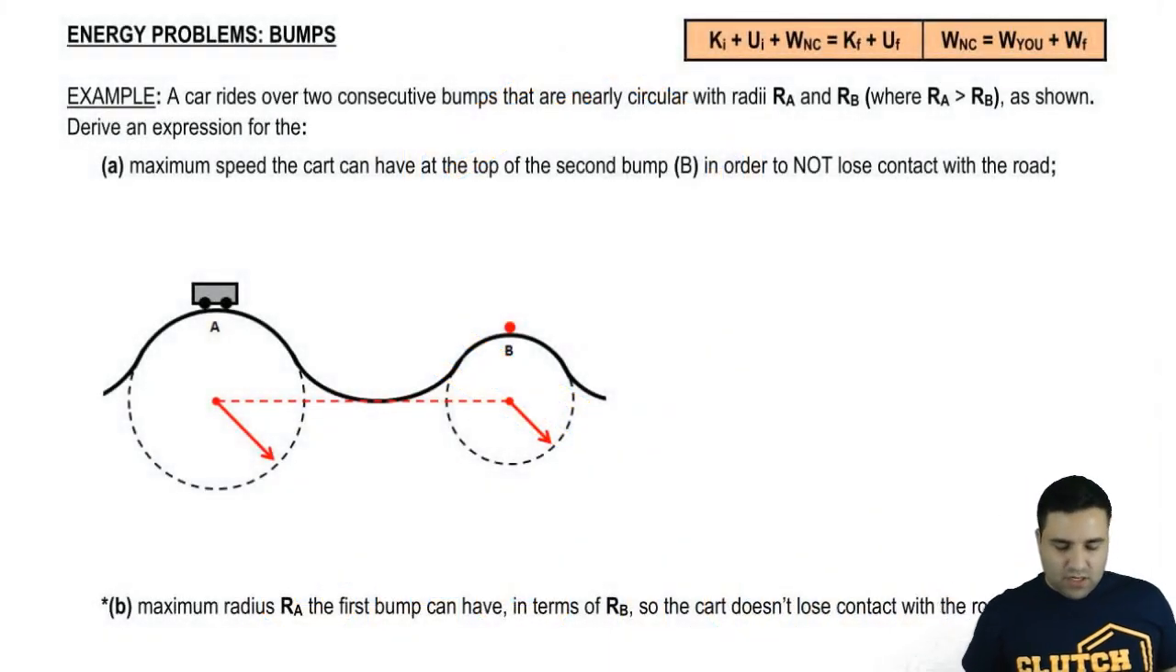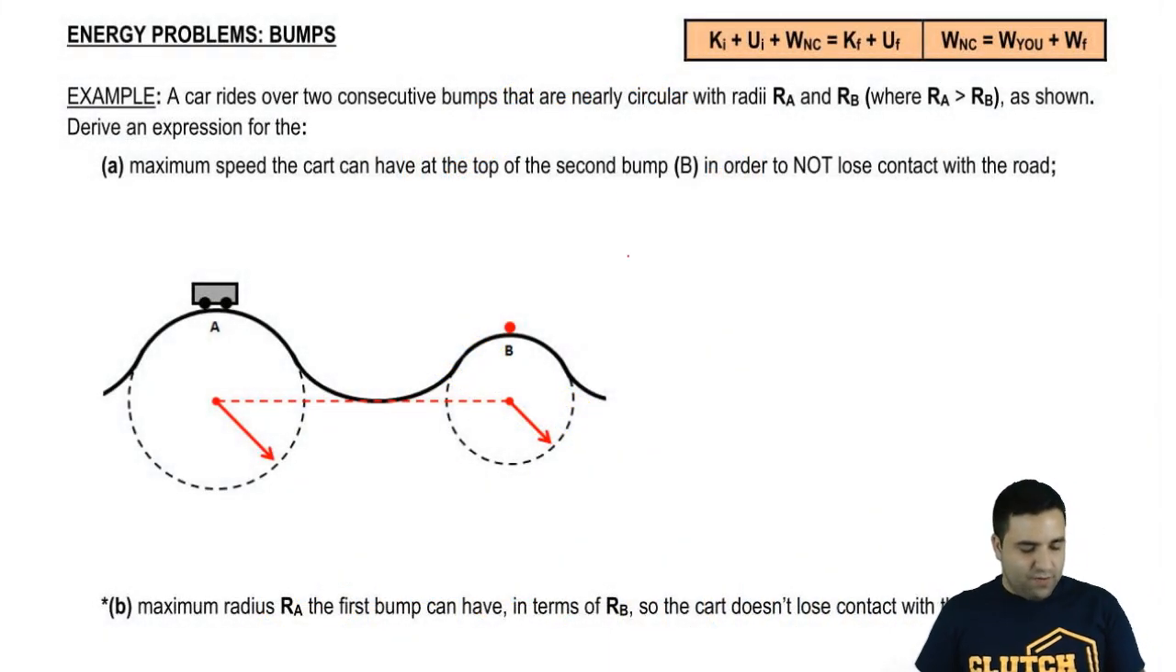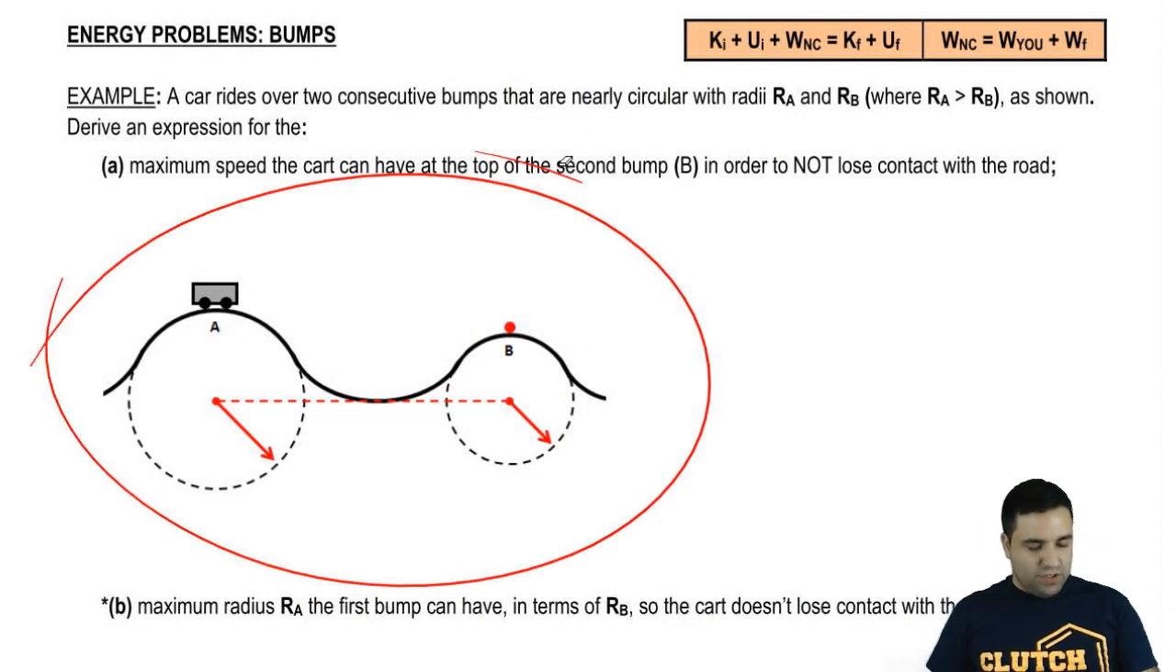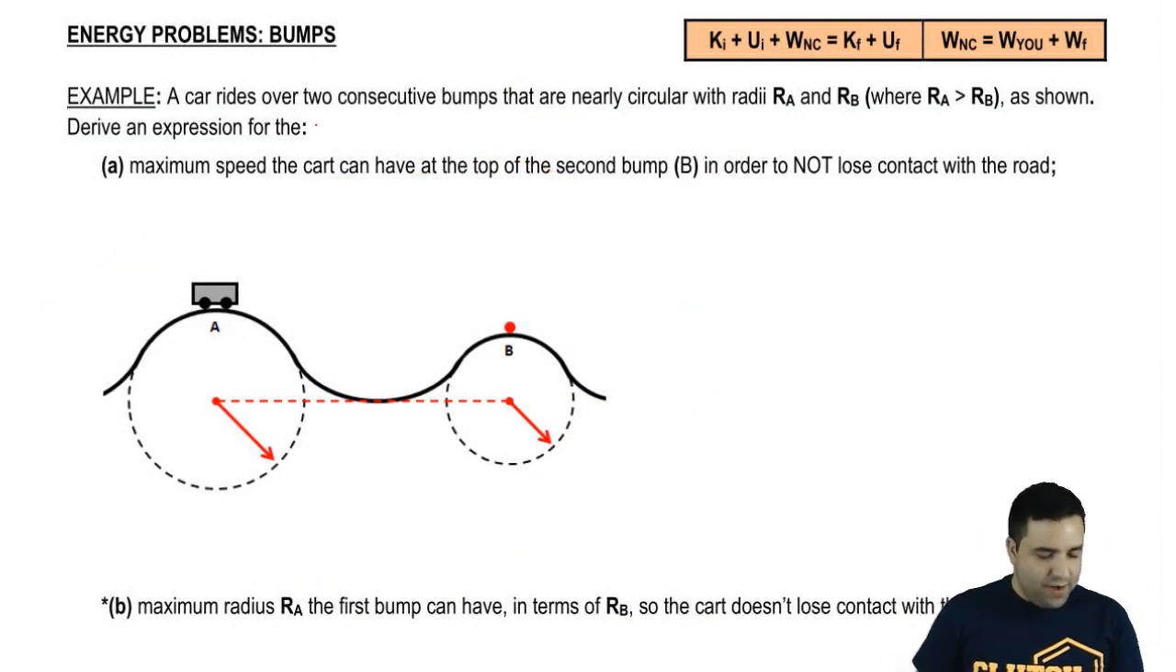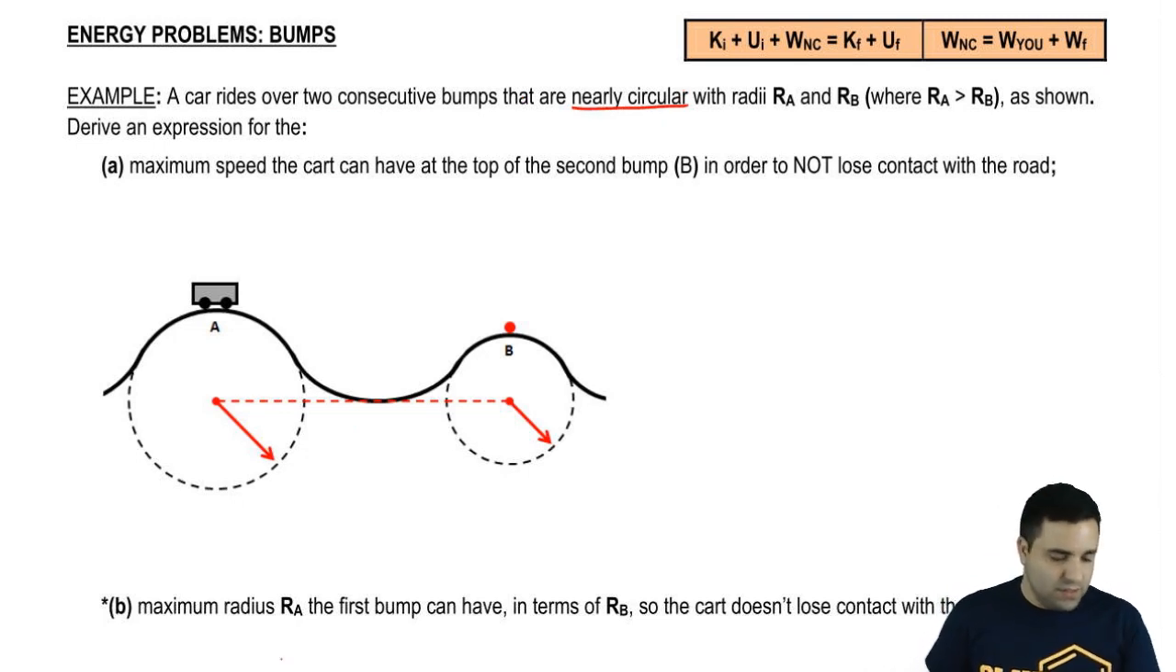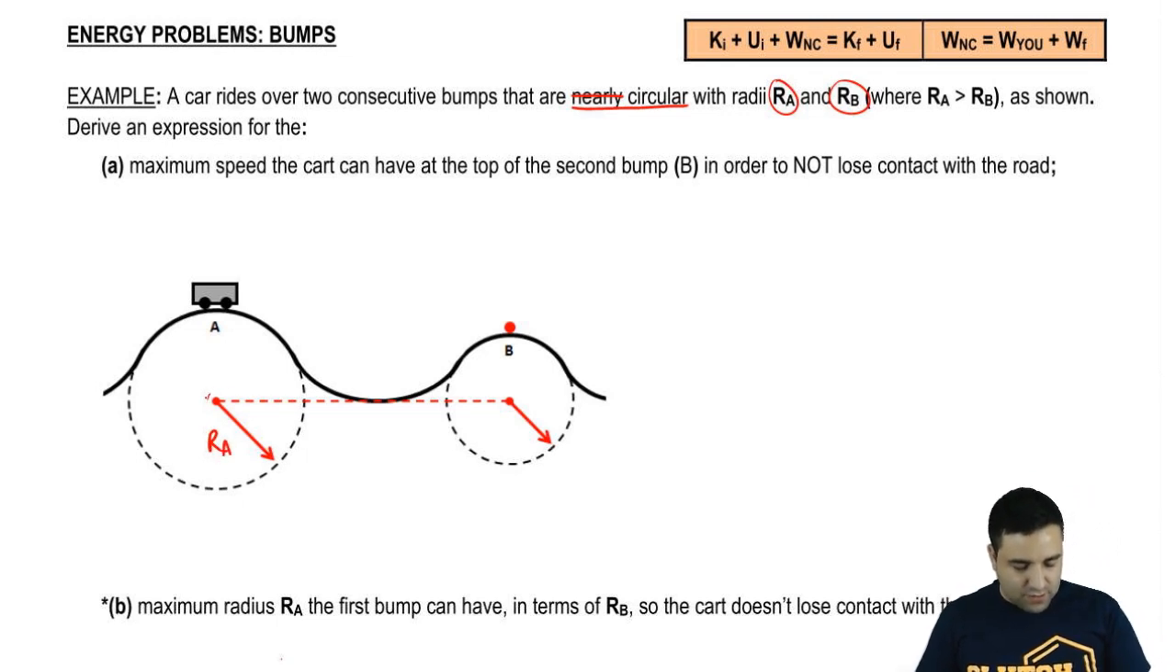So I have three questions here, or three parts, all revolving around this same situation, which is we have a car riding over two consecutive bumps or humps. Consecutive means one after the other. They're nearly circular. Nearly circular means that even though it's not perfectly circular, we're going to treat it as if it was. So you can basically ignore the word nearly there. And they have radii of RA and RB. So this is RA right here, the distance from the center of the circle to any of the edges. And then RB right here.